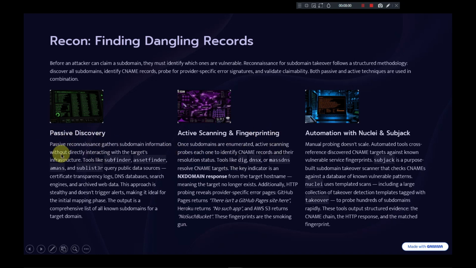There is a passive discovery method that uses Subfinder, Assetfinder, Amass, and Sublist3r. Active scanning and fingerprinting uses dig, DNSX, and MassDNS. And automation with Nuclei and Subjack. Automation means it is going to find the subdomain or the CNAME record, explore it, and give you the final output based on the findings.